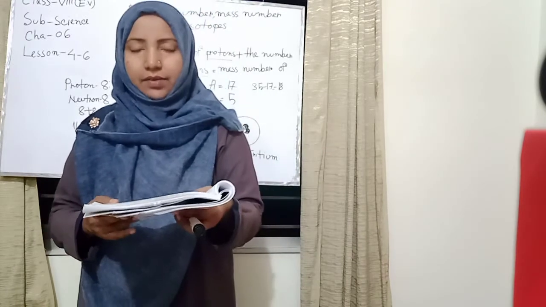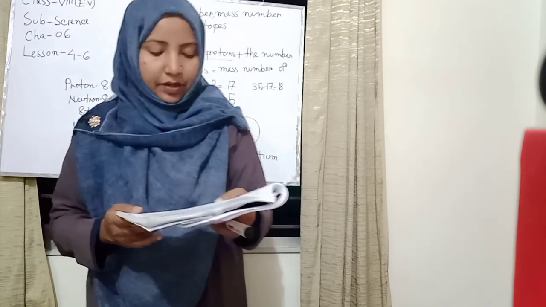In the same way, the different atoms of an element which have the same number of protons and electrons but different mass numbers are called the isotopes of the element. Most carbon atoms have 6 protons and 6 neutrons in their nuclei, but some atoms have 7 or 8 neutrons in their nuclei. Thus, carbon has 3 isotopes.